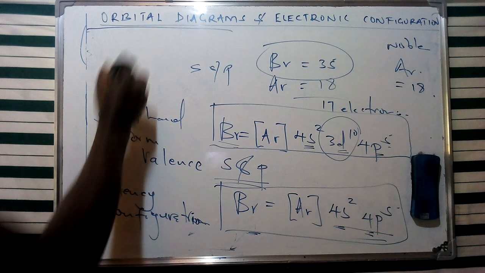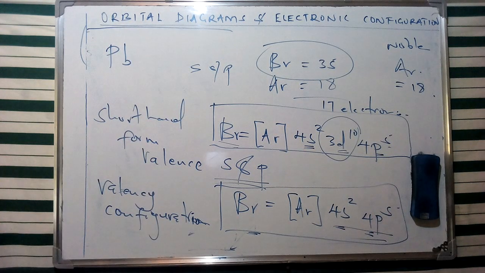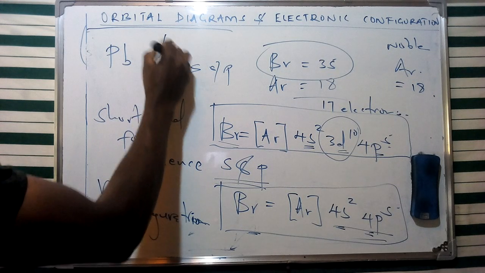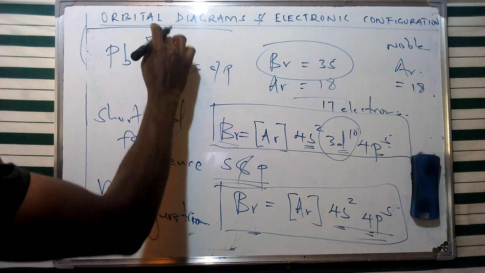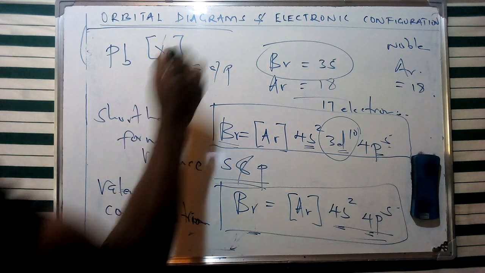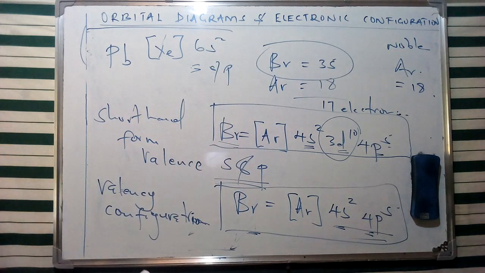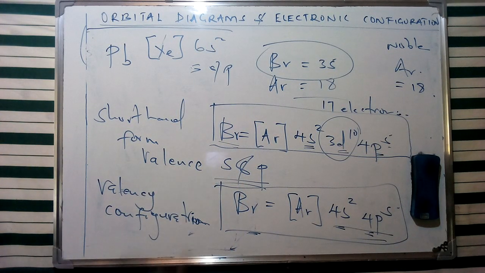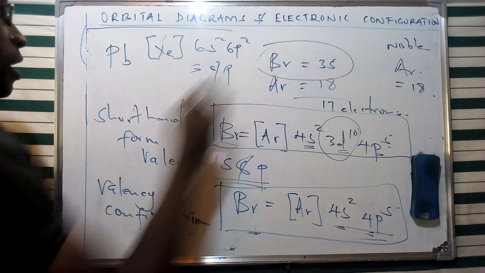For instance, I can give a lead. A lead can be given in terms of an electronic configuration using the example of xenon, which is given in square brackets as such. And then we can have a valency representation using the 6s2 orbital and this 6p2 given as such.